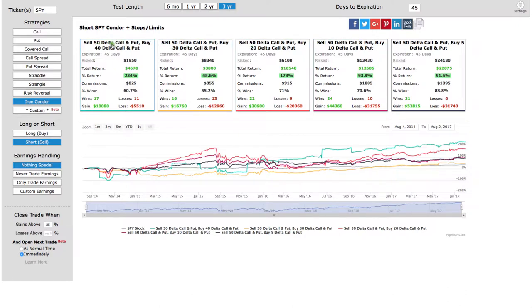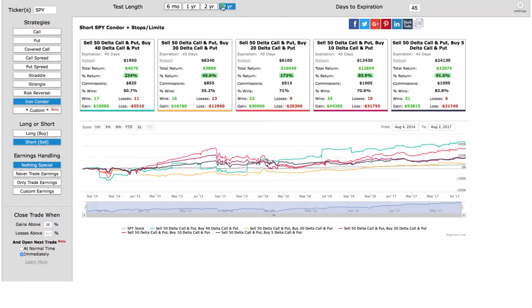One is selling the 50 delta call and put. Remember, in a butterfly, we're selling the two at the money call and put, or call or put. And then we're buying the wings. So I looked at buying the wings at the 40 delta level, the 30 delta, 20, 10, and 5 delta level. So the butterfly simply gets wider as we go down this line.